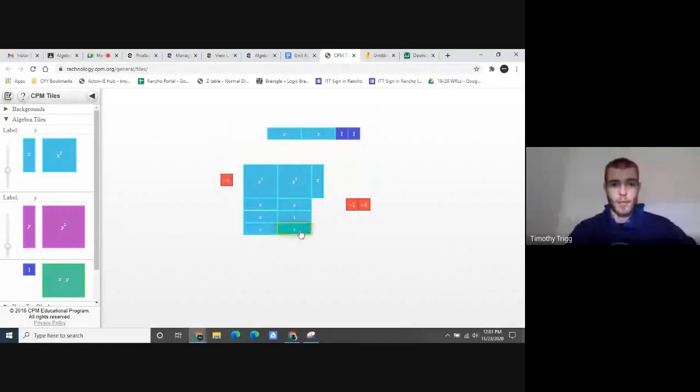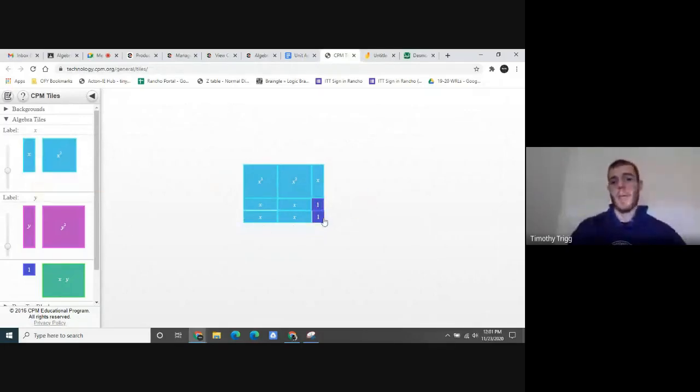Okay, pretty sure that's how it looked. Oh no, I added too many. Get rid of these. Get rid of these. And then 2 unit tiles right here. Okay, so here's the rectangle we're working with. And our goal, again, this is the product essentially. So our goal is to figure out what 2 things multiply to give us this.